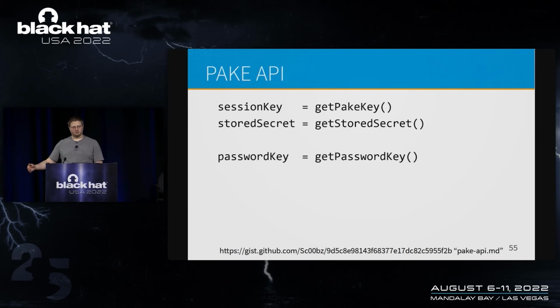And then also, if you're going to do authentication and encryption with a password, you would want an API function that returns a key based on the password. This is so that you only run the password KDF once and generate a key for the PAKE and a key for encryption.